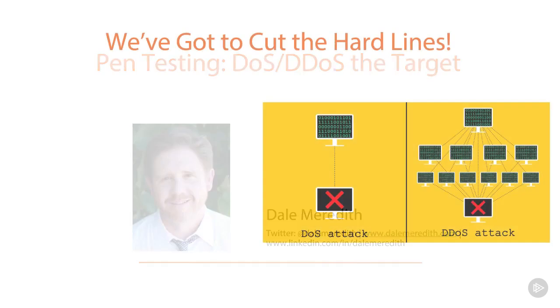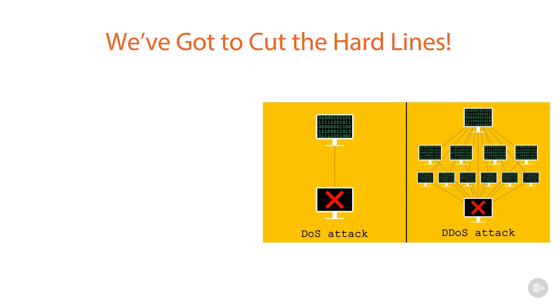And the big issue here is that the differences between the two is whether you have one system attacking or multiple systems attacking. And yes, when multiple systems are attacking, you do need to cut the hard lines.